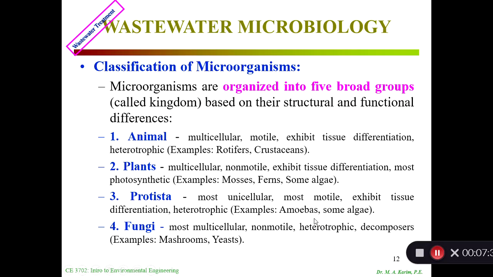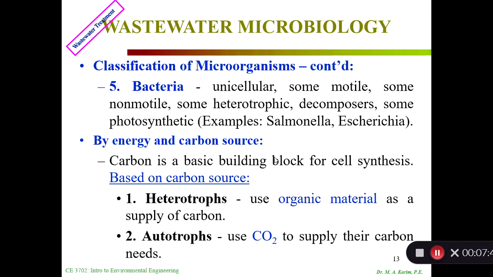So the classification is there are 5 broad groups: animals, plants, protozoa, fungi, and the last one is the bacteria. These are from biology. You guys can read it. I'm not going to read all of those. Okay. So here are some examples of the bacteria: Salmonella, Escherichia coli, E. coli.